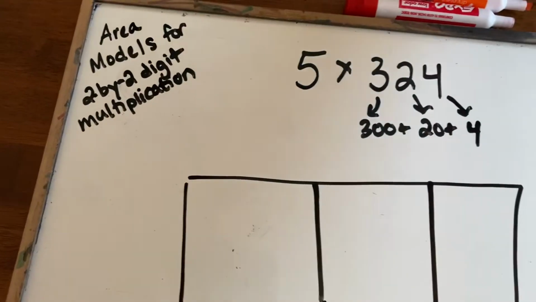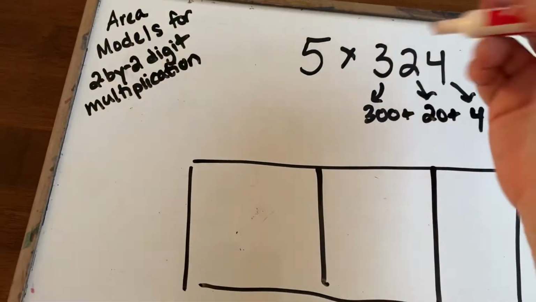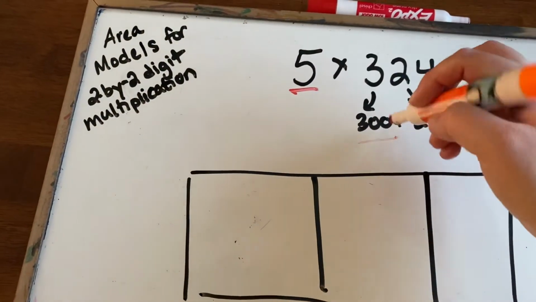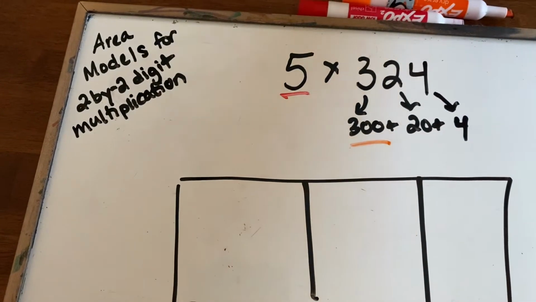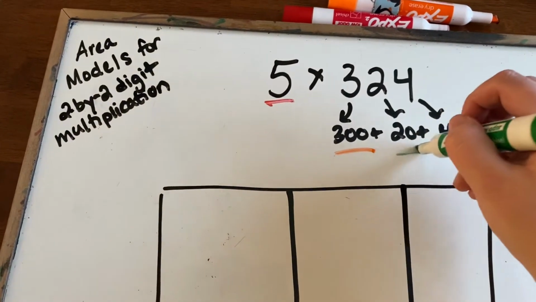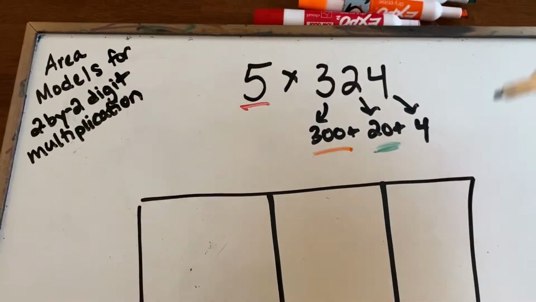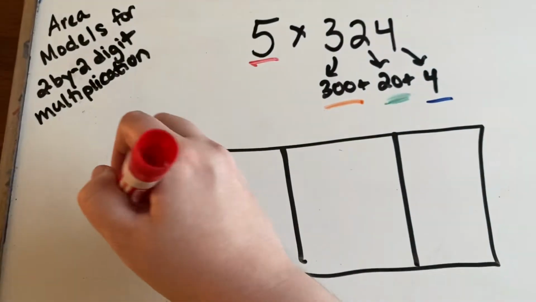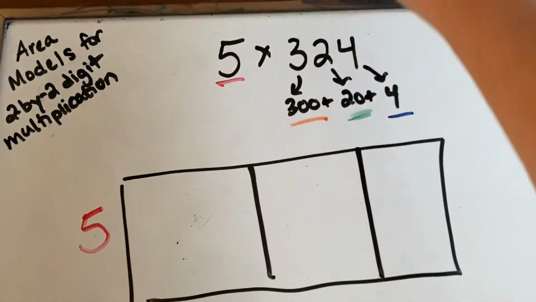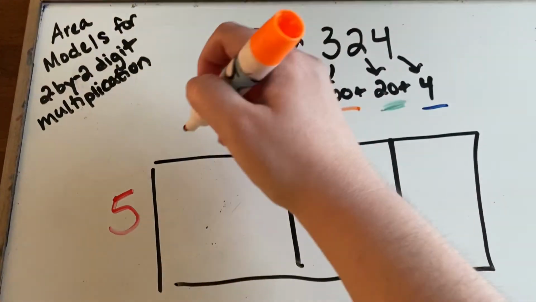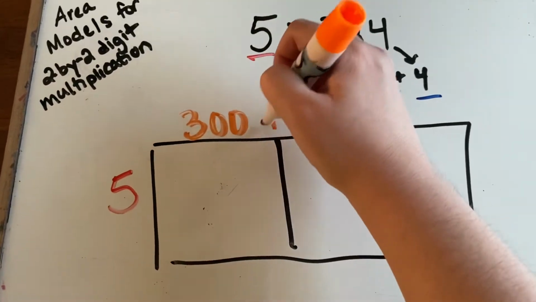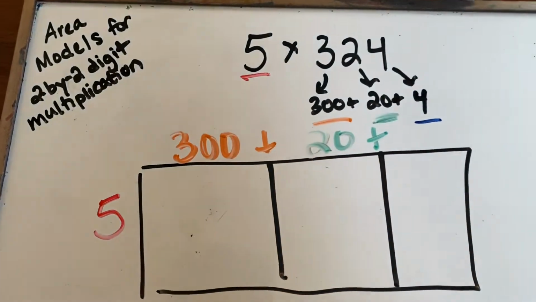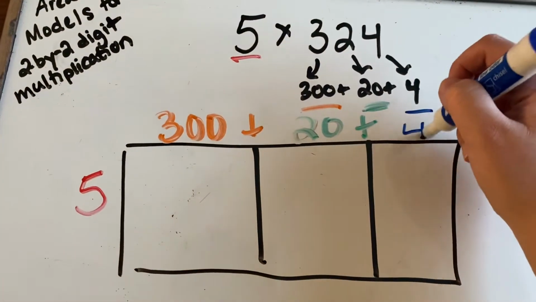And I'm gonna color code these to help us out a little bit. Make the 5 red, the 300 orange, the 20 green, whoops, and the 4 blue. So now I'm going to put them onto my area model with those colors. Got 5 where it goes, 300 where it goes, 20 where it goes. I think I need a new green marker. And the 4 where it goes.